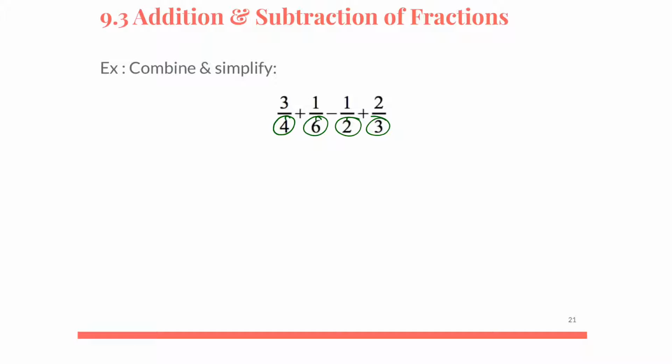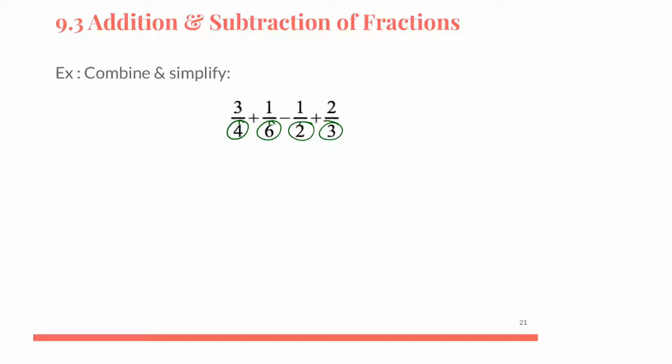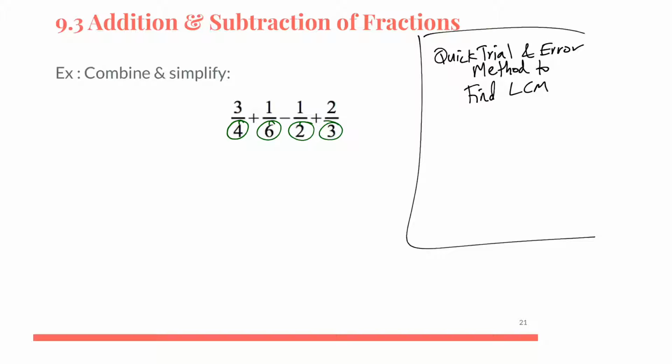Would you like to know one usually quick trial and error way of finding LCD? It's usually very quick. What you do is this. First of all, we only need to look at the denominators. So here's a quick trial and error method to find LCM.